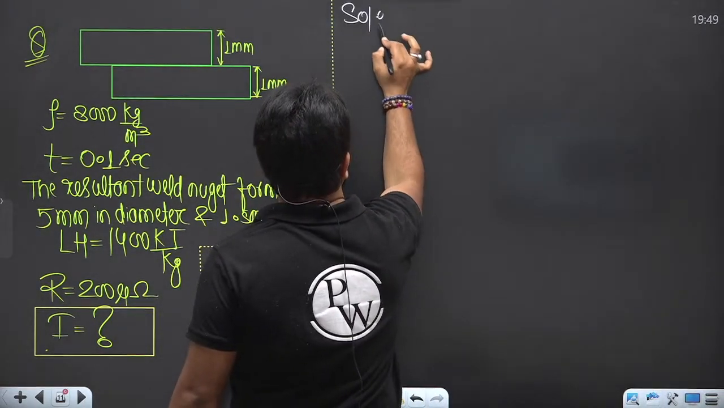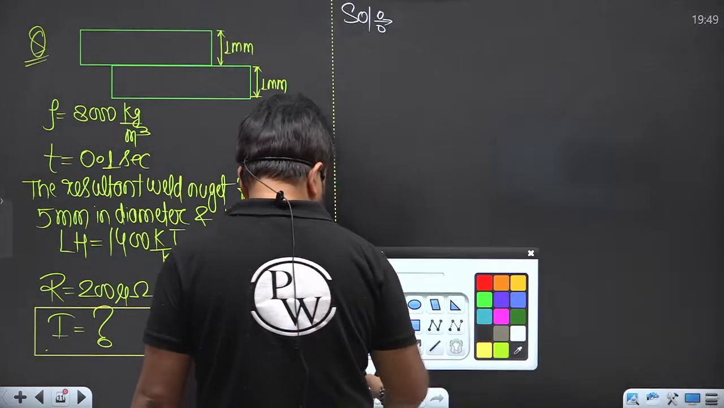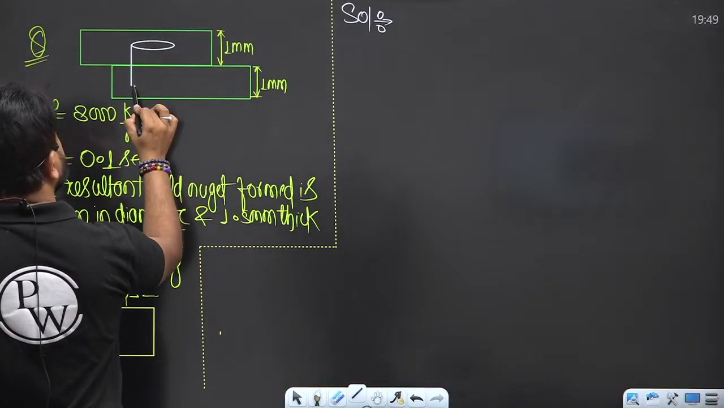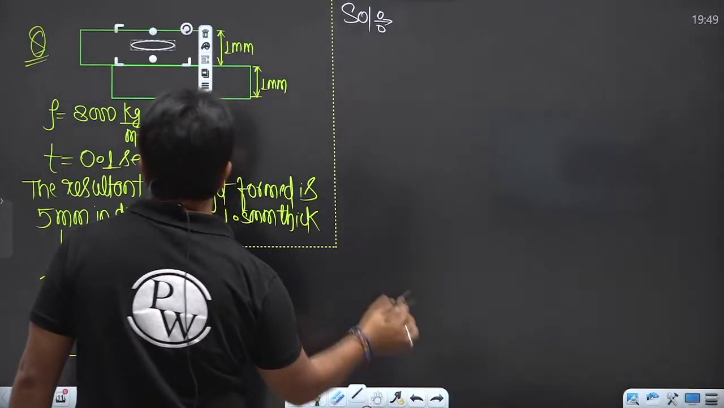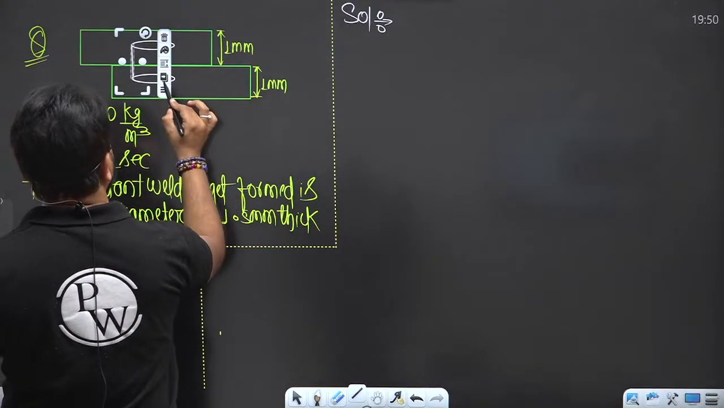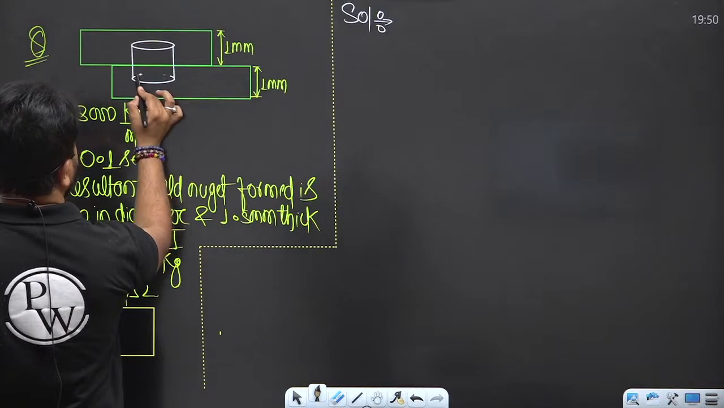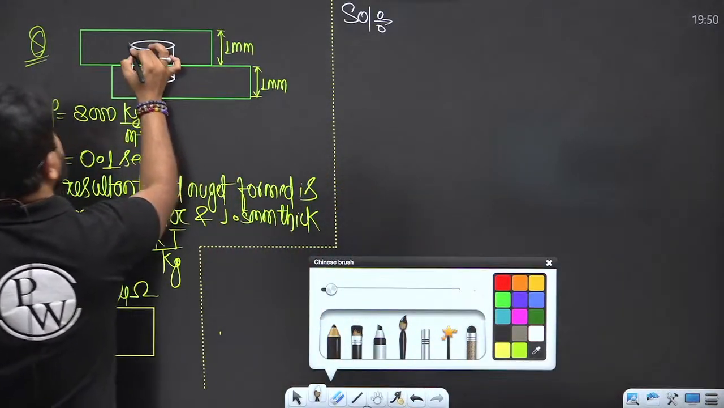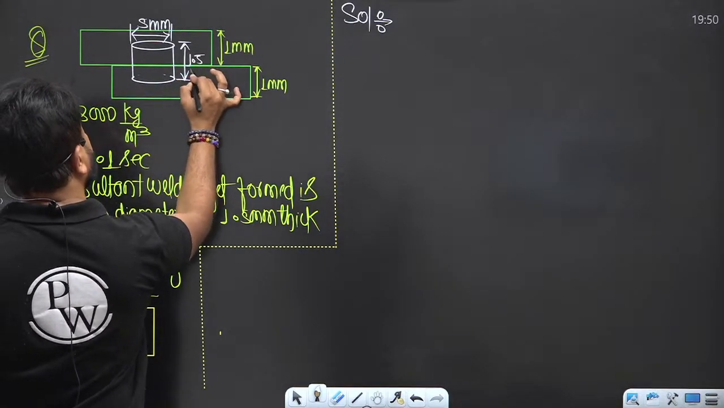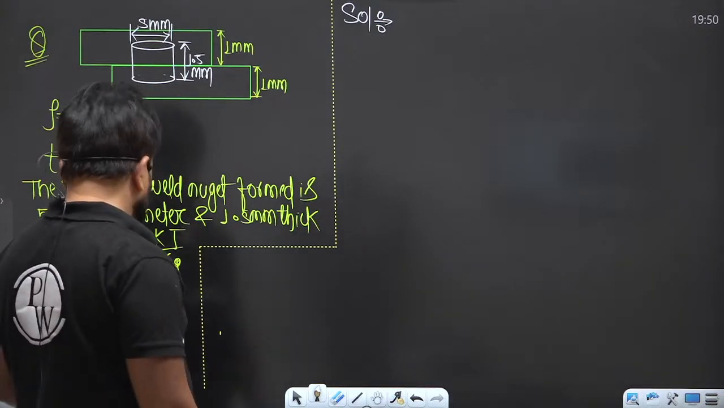Solution. From this data, the nugget is cylindrical, having a diameter of 5 mm and a thickness of 1.5 mm. You have to find out the current.